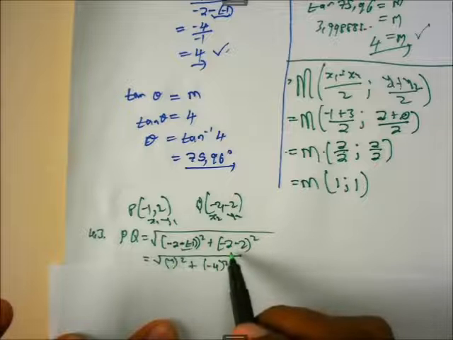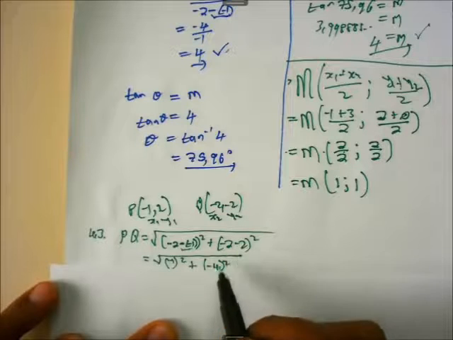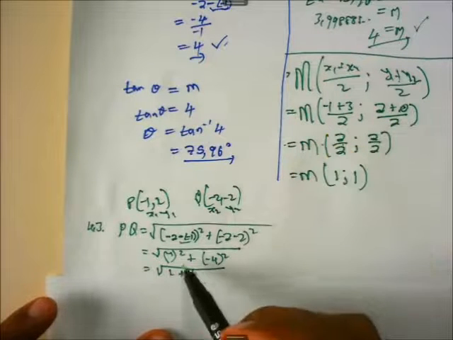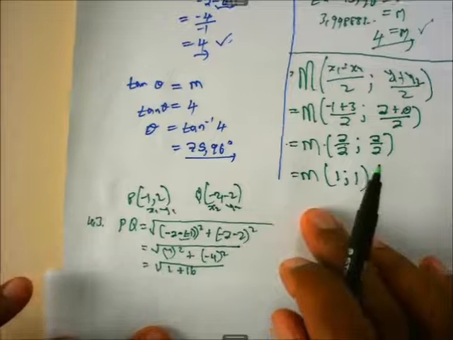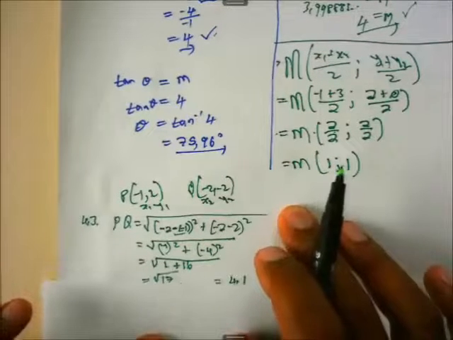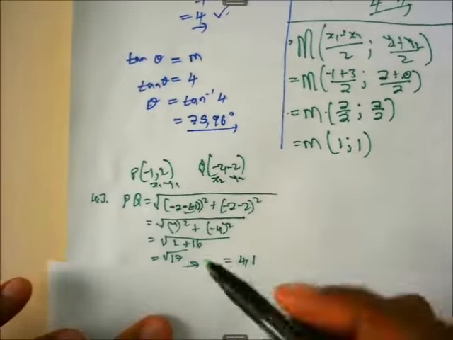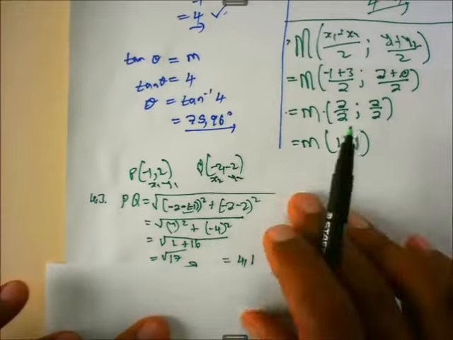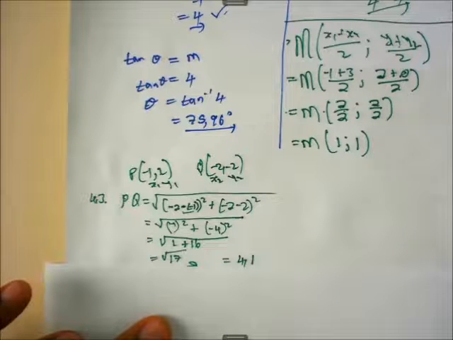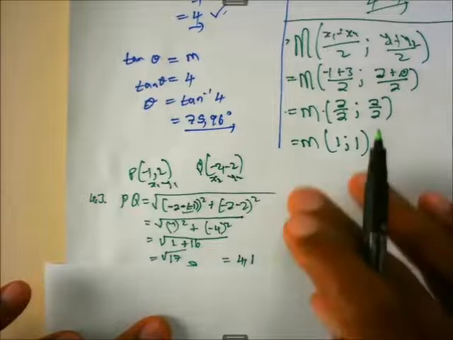The same applies on this side. Minus 2 minus 2 is a negative 4. Negative 1 squared is a positive 1, and negative 4 squared is a positive 16. When you add the 2, you get the square root of 17, which is more or less 4 comma 1.